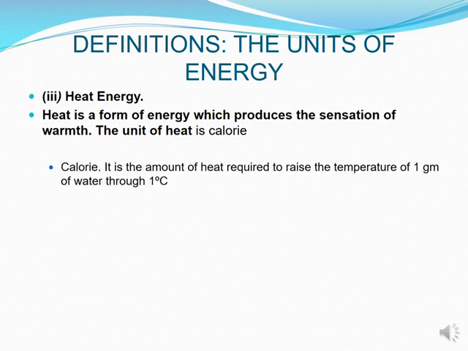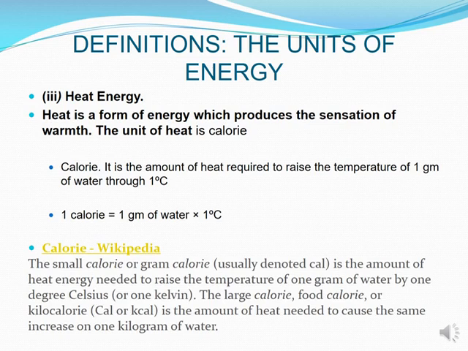So a calorie in this case is the amount of heat required to raise the temperature of 1 gram of water through 1 degree Celsius. So 1 calorie is equal to 1 gram of water multiplied by the 1 degree Celsius. And if we look at Wikipedia, you will see that a small calorie or gram calorie, usually denoted cal, is a small amount of heat energy needed to raise the temperature of 1 gram of water by 1 degree Celsius.